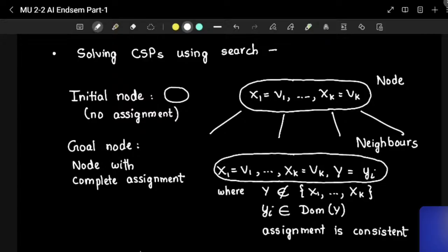You'll have assignments. Let's say you have n number of variables, but only k of those variables have been assigned. So you have some values v1, v2, v3 till vk. You still have other variables that have not yet been assigned. So what you will do is you will generate neighbors. And a typical neighbor of this node will look like this. So how do you generate a neighbor?